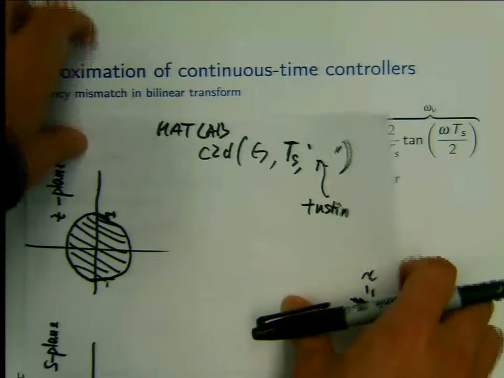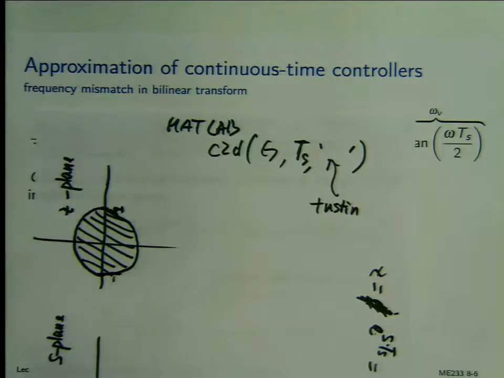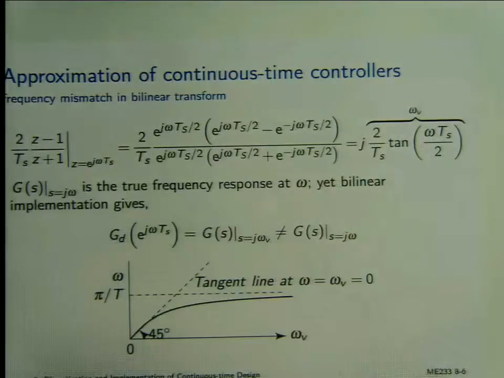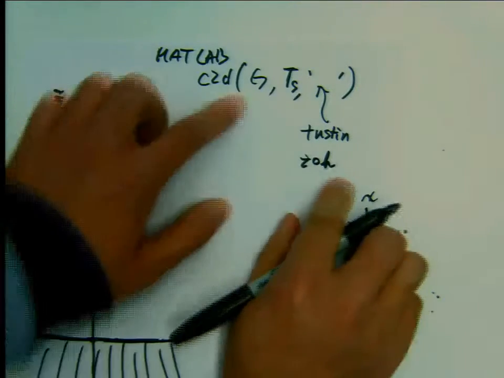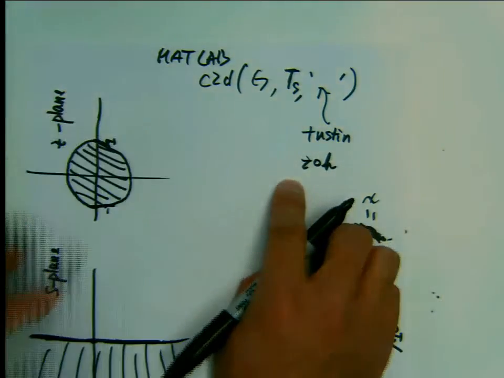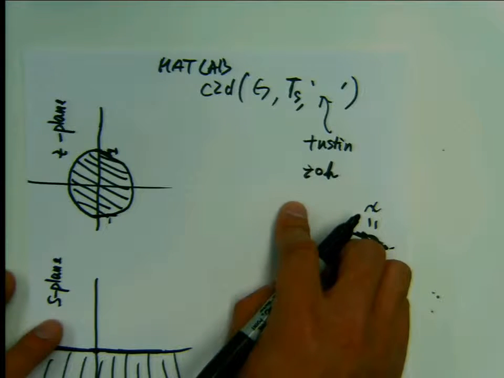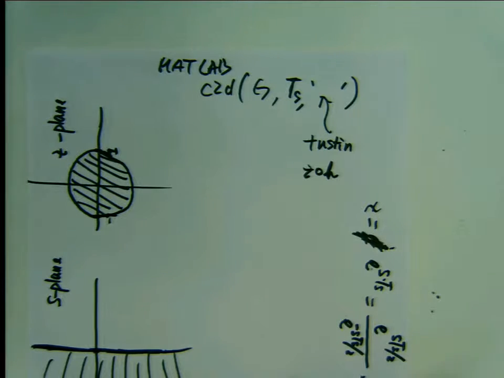All right. That's the bilinear transformation for discretization of a transfer function in continuous time domain. Let me ask a very quick question. What is another way to obtain a discrete time transfer function from a continuous time transfer function? Zero order hold. So in MATLAB, you can also put zero order hold here. The default option for MATLAB is zero order hold. We'll talk about it very soon.